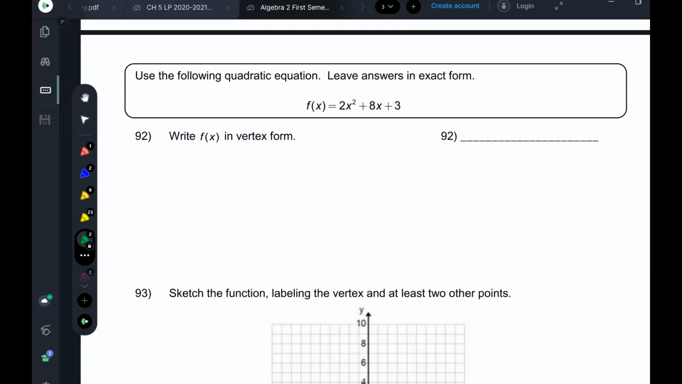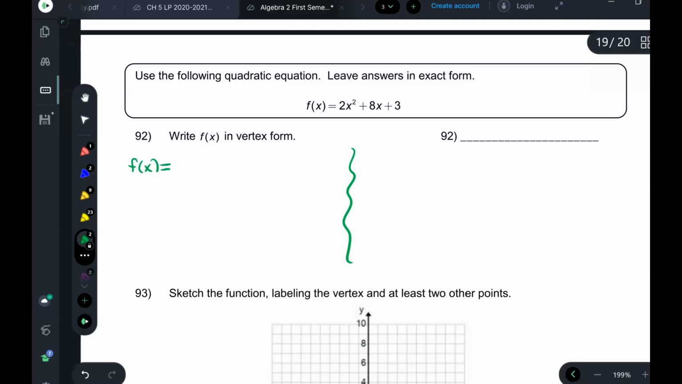Okay, so let's take a look at number 92. Maybe what I can do is show you two different forms and then you can choose which way you like better. So the way that I taught it in class was I said, all right, let's just look at the x's and leave that constant term aside.